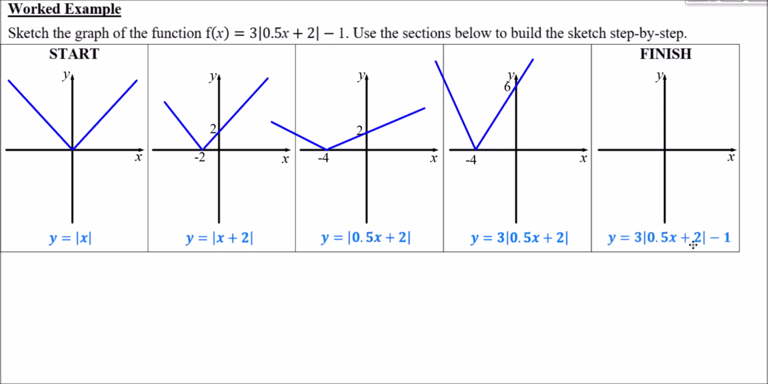The final step now is this minus 1. That's outside the modulus symbol, so it affects y only in a common sense way. So the whole of the y values get dropped by 1. So this V shape here just gets moved 1 unit down on the y-axis. So this minus 4 point here will still be minus 4, but will be at minus 1 for y. So that's minus 4. That's 6. Now goes 1 lower to a 5. And that point there, it was on the x-axis, now it's where y is minus 1.